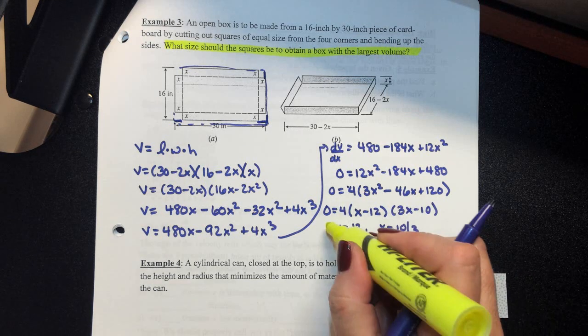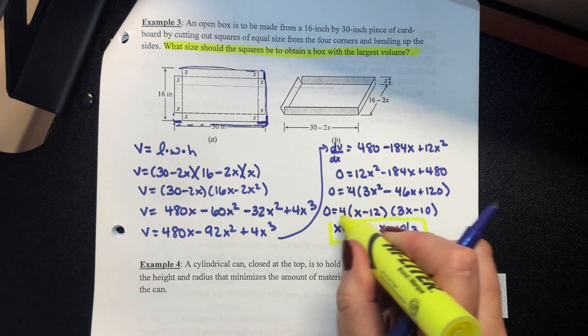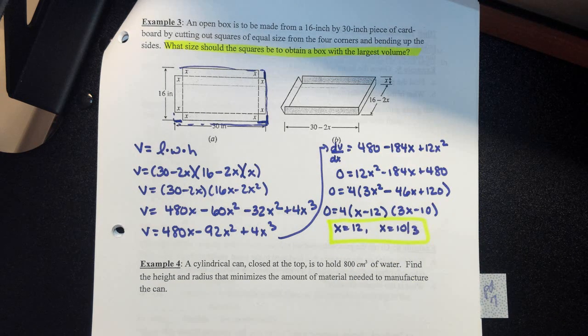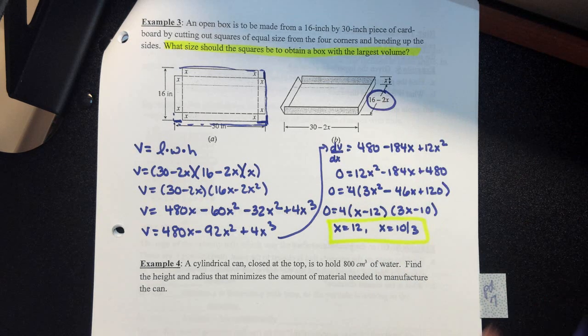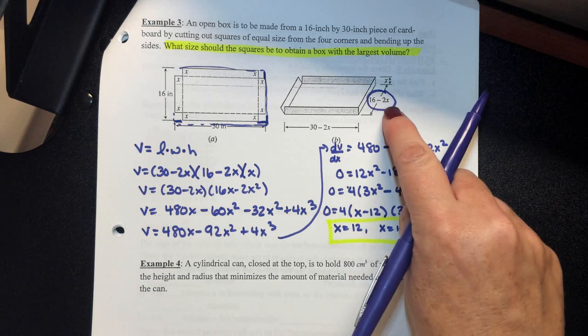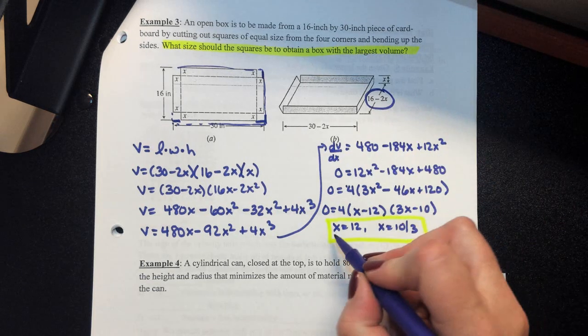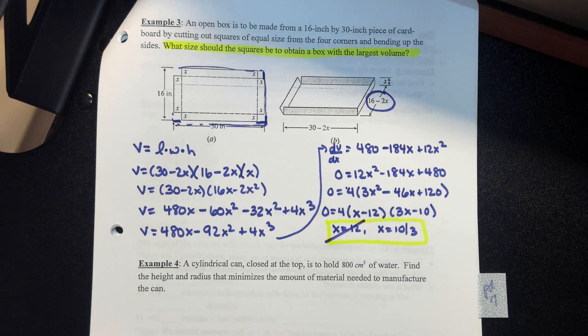Now check both these answers. Is there any answer here that's not going to be a reasonable answer? Yeah, Ian? How come 12 is not reasonable? Exactly. So does that make sense? Remember what we said, one of these sides is going to be 16 minus 2x. So if I plug 12 back in here, I'm going to get a negative. So this is not good. It's going to be out of the range of possibility. So right away I know that I only have one number to check.